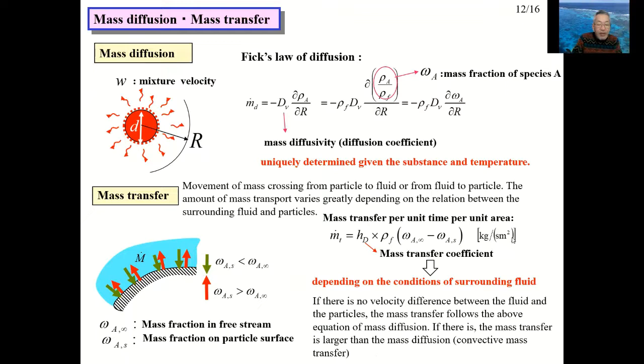As I said already, the quantity of mass transport is the same as the quantity of mass diffusion predicted by Fick's law if the fluid does not convect. But usually the fluid makes convective motion around the particle, so the quantity of mass transfer is larger than the mass diffusion.